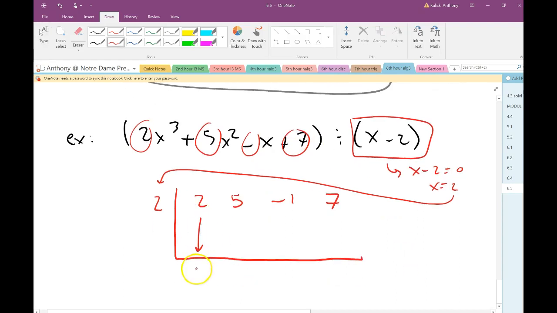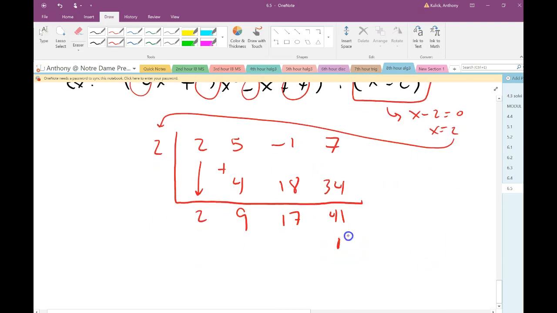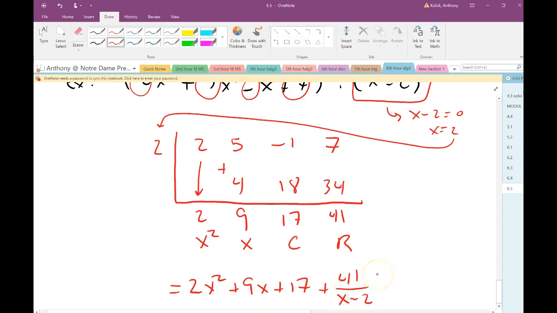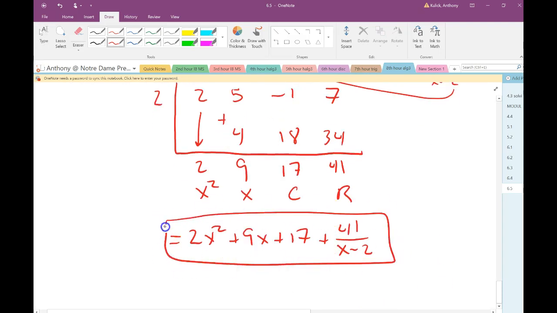Begin by bringing that first number down. And then 2 times 2 is 4. Add down, that's 9. 2 times 9 is 18. Add down, that's 17. And 2 times 17 is 34. Add down, that's 41. So this is my remainder, my constant, my x coefficient, my x squared coefficient. So my answer is 2x squared plus 9x plus 17 plus 41 over my divisor. And that's my final answer. That's fast. It's pretty cool.